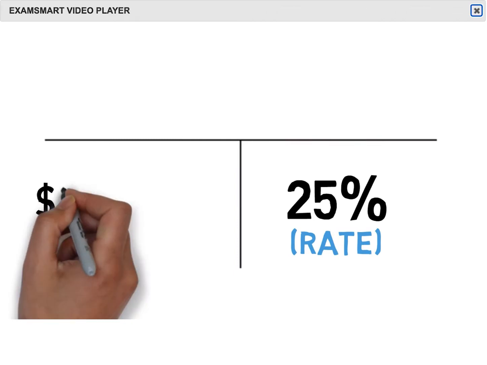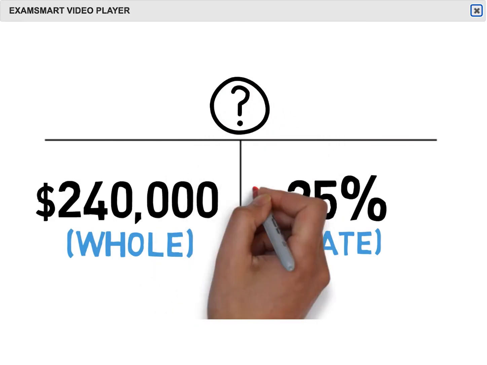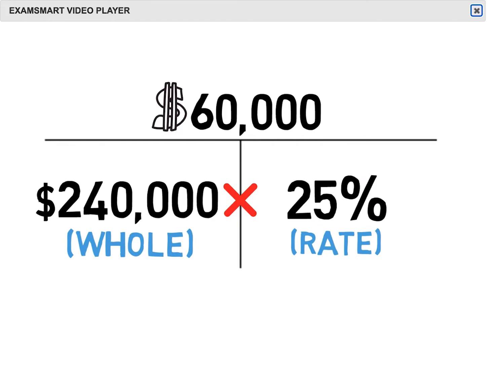The total market value is $240,000. That would be the whole amount and go in the bottom left. So our formula tells us to multiply straight across. So we would take $240,000 times 25% to give us an assessed value of $60,000. That will be our part, and that will be our answer, $60,000.